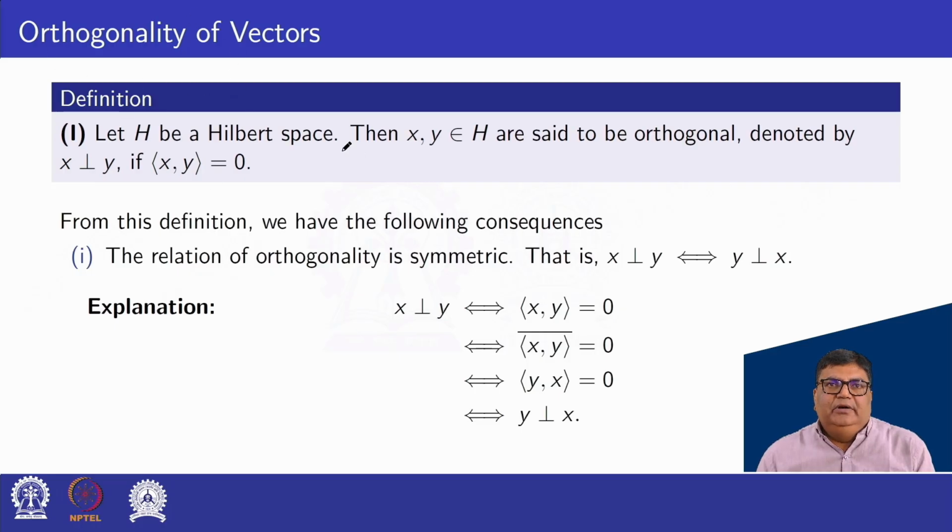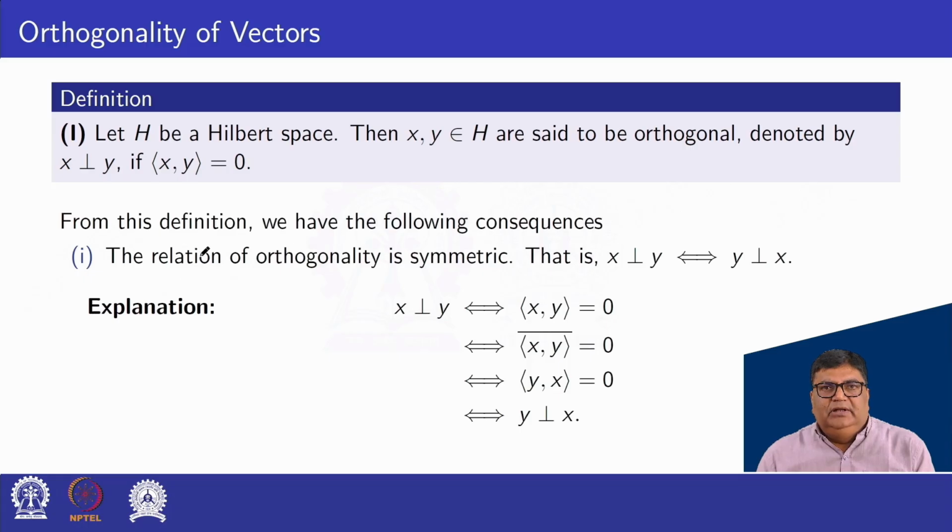Let H be a Hilbert space. Then x, y belonging to H are said to be orthogonal, denoted by x perpendicular y. This is the notation of perpendicular. If the inner product of x, y is equal to 0. The vectors x, y belonging to H are said to be perpendicular if the inner product of x, y is equal to 0. From this definition, we have the following consequences.